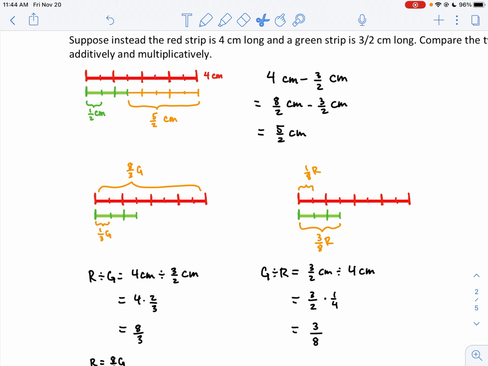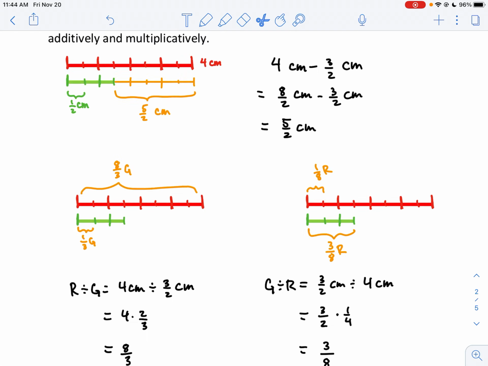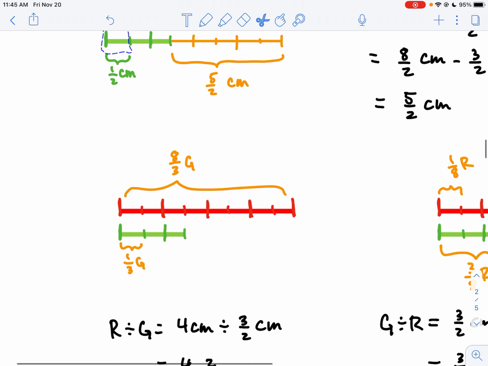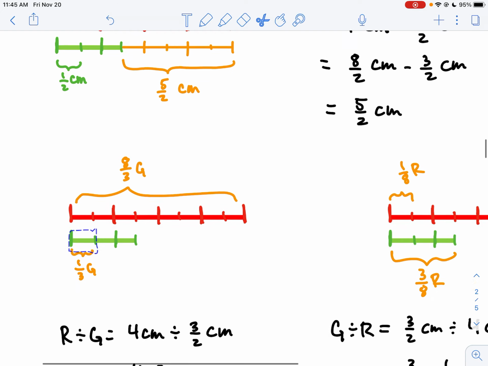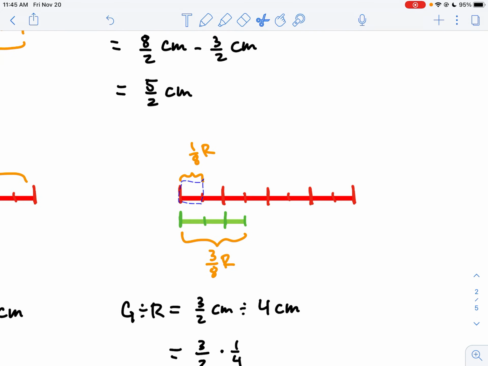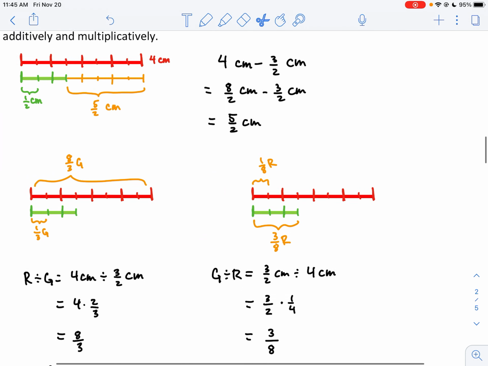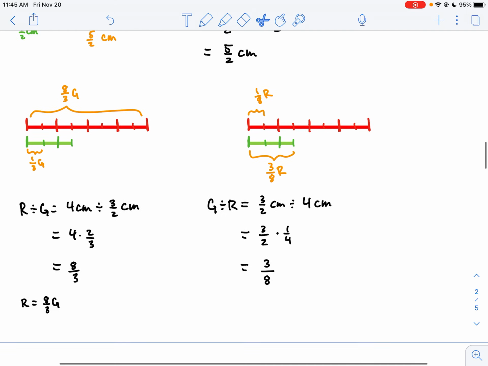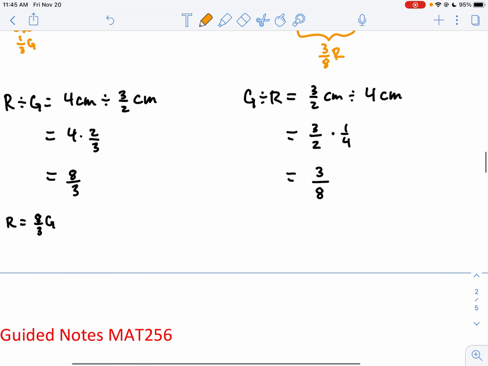So notice one of these little strips, in this situation, we found 3 different ways to measure that length right there. It's either 1/2 of a centimeter, it's 1/3 of G, or it's 1/8 of R. This is 3 instances of unitizing. We're focusing on 3 different units each time, and so that's why we get 3 different fractions, 1/2, 1/3, and 1/8, but they all represent the same amount. And so our conclusion here then is that the G is equal to 3/8 of R.